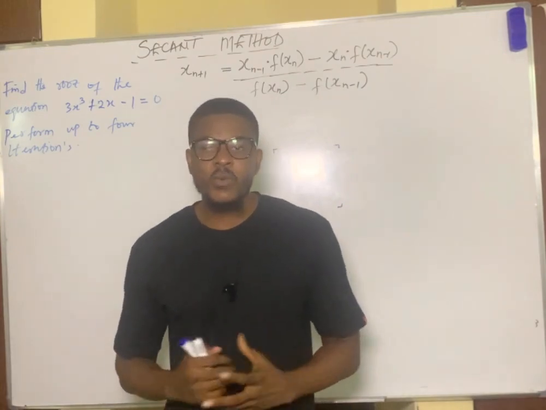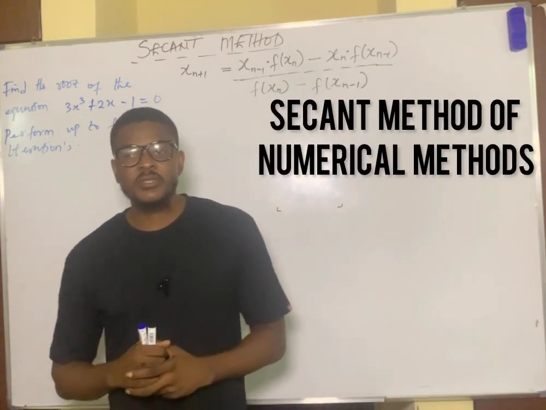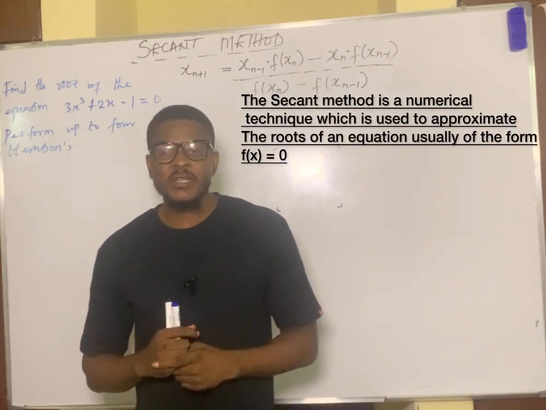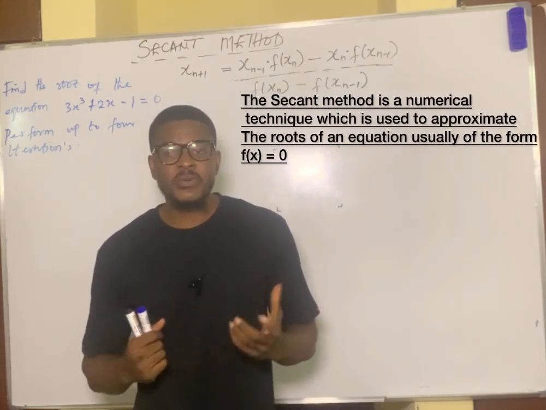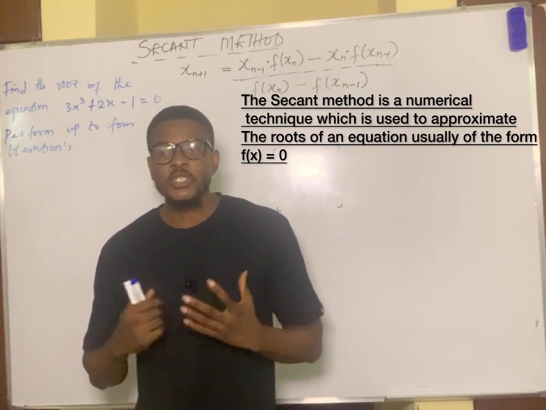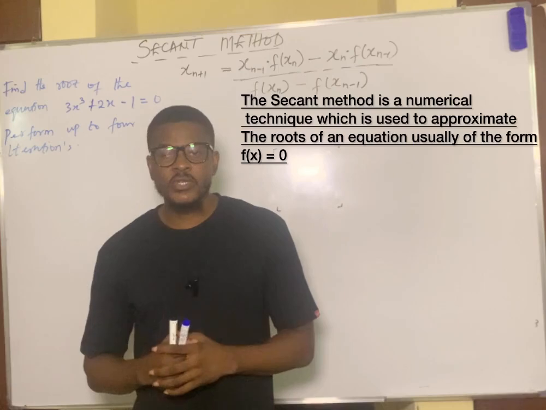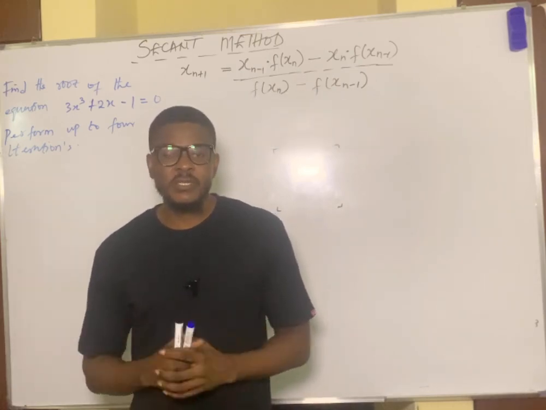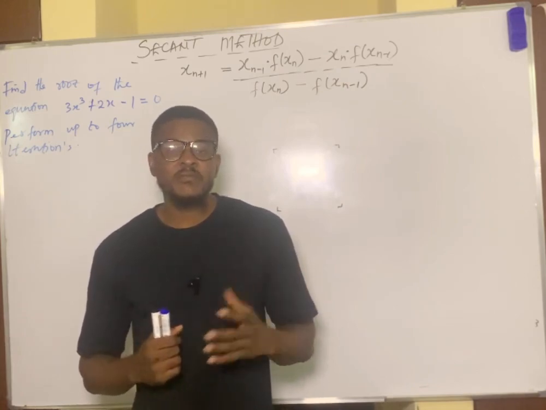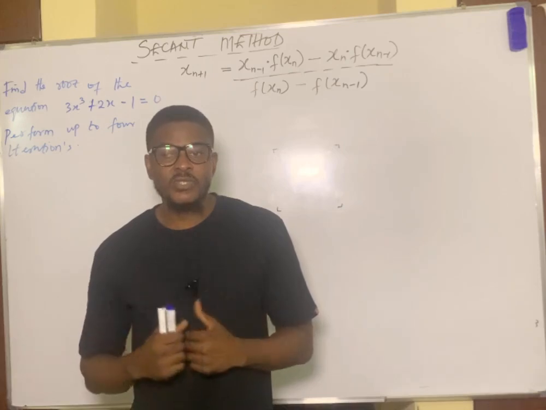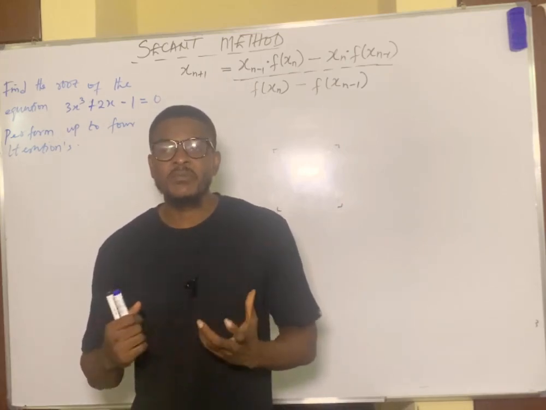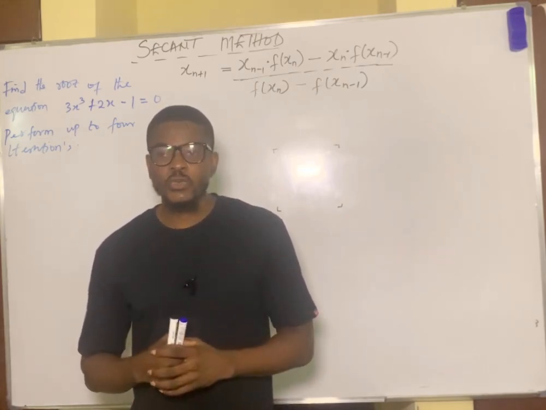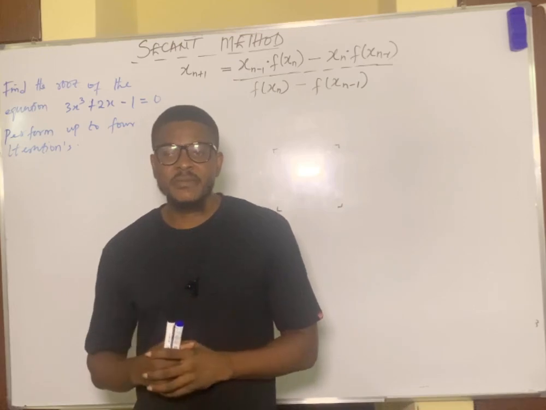So in today's video, we're going to be looking at the second method of numerical methods, right? Now, the second method is a numerical technique used to approximate the root of an equation, usually of the form f of x equal to 0. This method is quite easier compared to the Newton-Raphson's method, in that in the Newton-Raphson's method you have to perform a differentiation. So just in case you're not able to perform the differentiation, the second method is an alternate method which is best to use as compared to the Newton-Raphson's method.